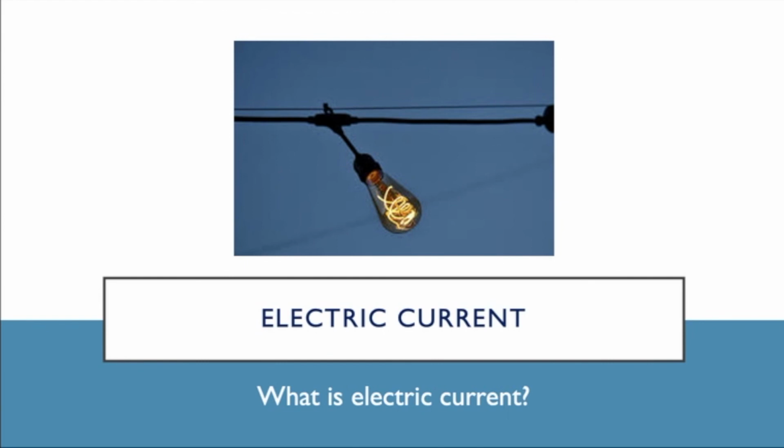So this is what we've been doing today. We've been looking at electric current. We asked this question at the beginning, what is electric current? And we found out that electric current is the rate of flow of electric charge or it's the amount of charge that flows in a certain time, and we have an equation which is current equals charge divided by time.